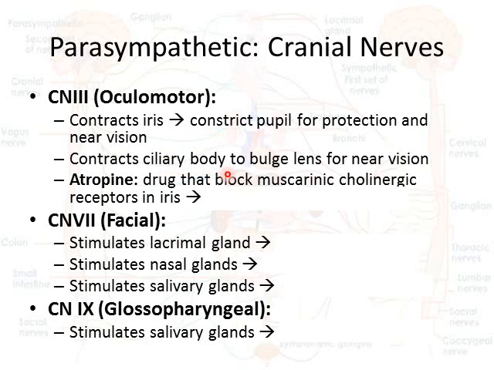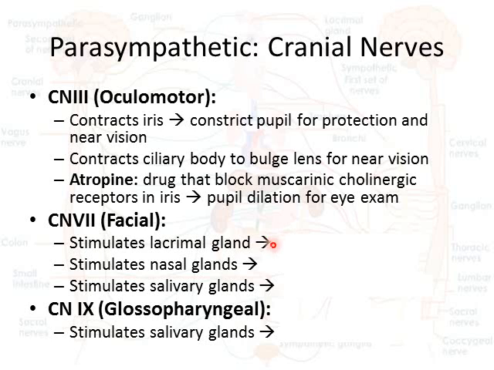This contracts the ciliary body to bulge the lens for near vision, and one clinical application of this is a drug called atropine. This drug blocks muscarinic cholinergic receptors in the iris, and so if we're blocking parasympathetic activity, that's going to lead to pupil dilation, and this allows us to have a nice eye exam. So optometrists use this drug frequently.